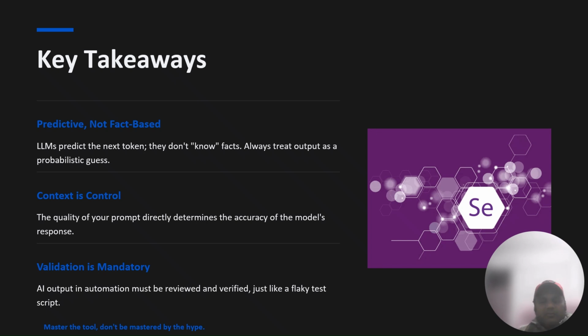To summarize, LLMs predict, they don't know. Context improves the accuracy and validation is essential. When used correctly, LLMs become powerful assistants, not risky shortcuts.